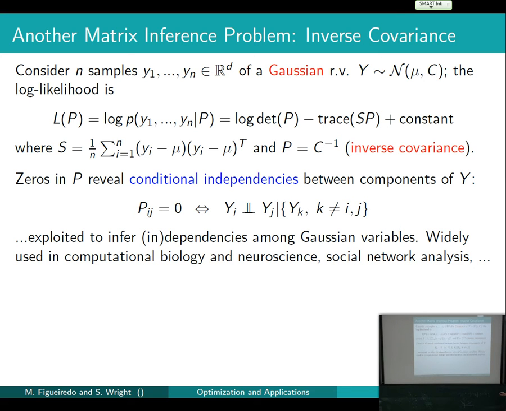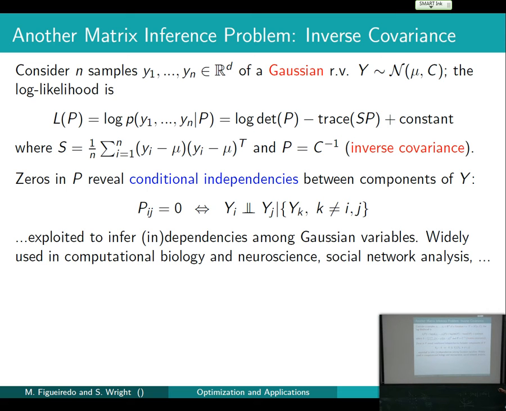So it's an interesting problem to figure out what this inverse covariance matrix is, given nothing more than a bunch of observations of the random vector. We're assuming here we don't know what C is. We're trying to figure out the inverse of C just by making a bunch of observations of Y. You can write down a log likelihood function for this, and it looks like this. The unknown here is P, which is the inverse covariance that we're trying to recover. S here is the sample covariance matrix.